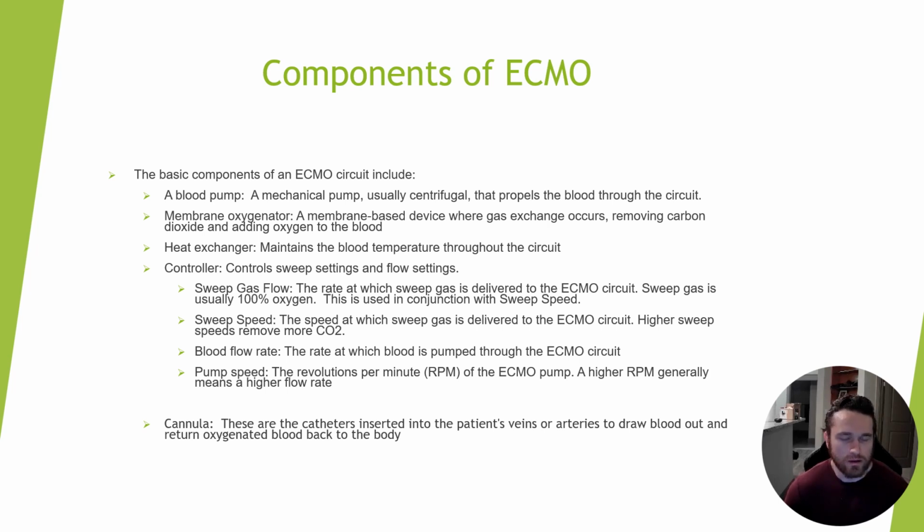Blood flow rate, the rate at which blood is pumped through the ECMO circuit, and then pump speed, the revolutions per minute of the ECMO circuit. A higher RPM generally means a higher flow rate. And then, of course, the cannulas. These are catheters inserted into the patient's veins or arteries to draw blood out and return oxygenated blood back to the body.